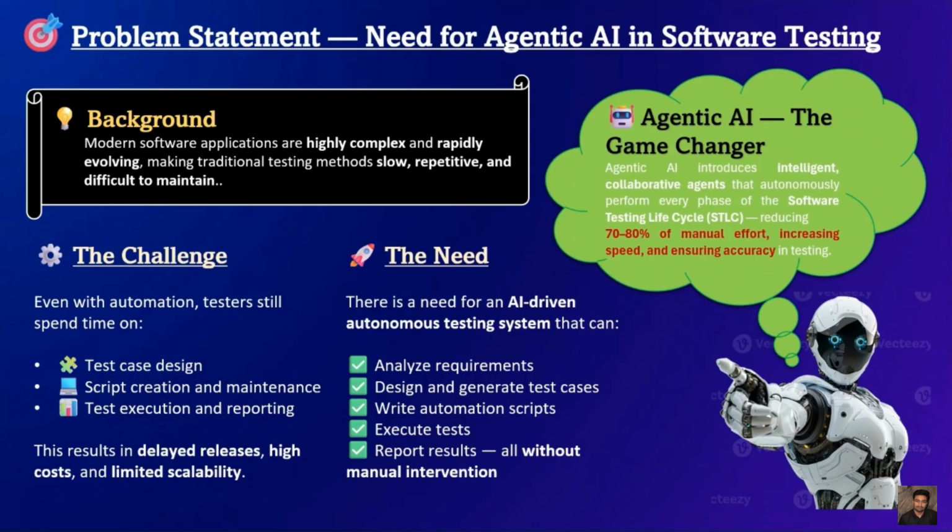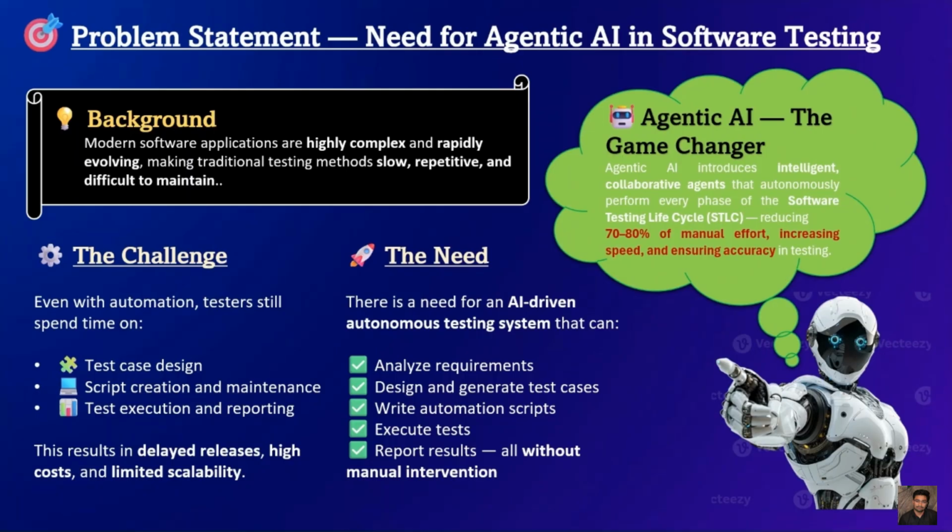The Agentic AI becomes the game changer here. It introduces intelligent, self-driven agents that can collaborate to handle the entire testing lifecycle, starting from test creation up to the execution and reporting, while continuously learning and improving accuracy and speed. Also, it reduces 70 to 80% of manual effort. In short, the Agentic AI transforms testing from being human-dependent to intelligent and self-sufficient.